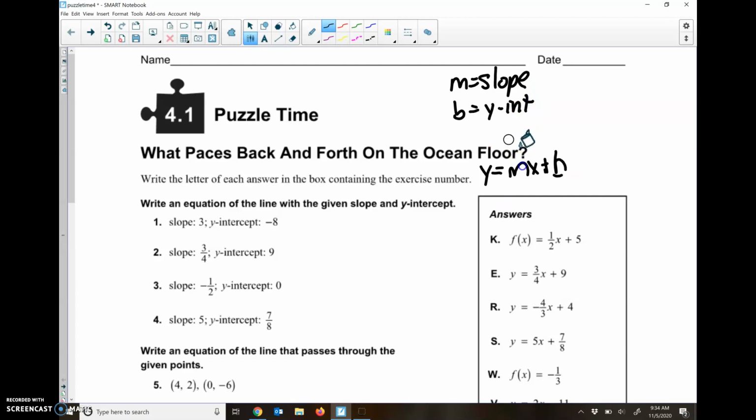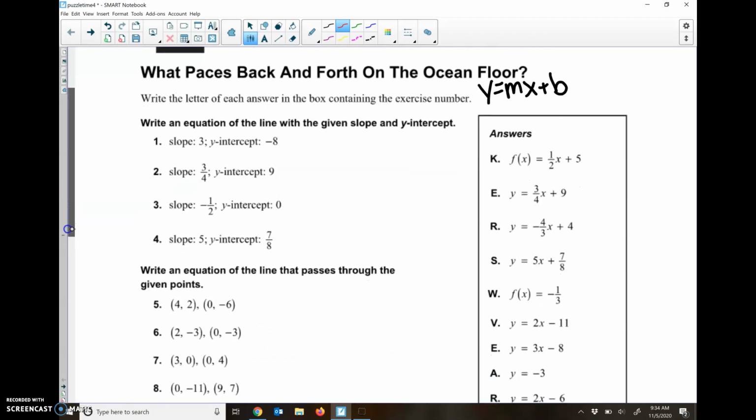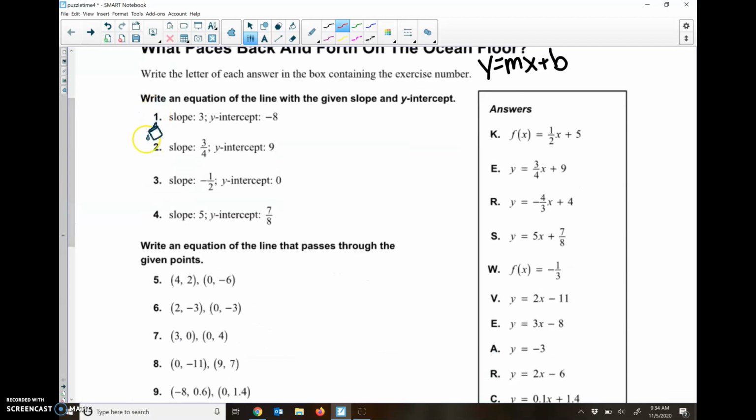Okay, so remember when we're finding these, we're going to have a couple different problems to how we find it. The first couple are going to be a little easier because they give us all the information, and then we might need to do some math on the next couple of problems to figure it out. So like I said, 1, 2, 3, 4, they give us all of our information.